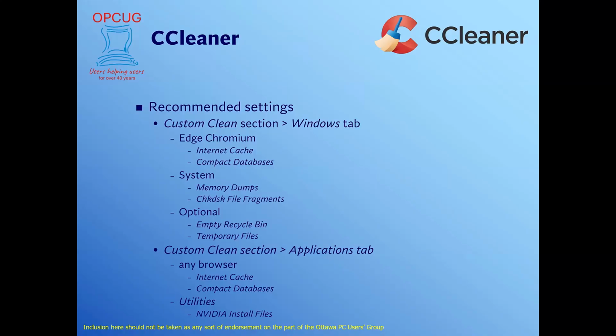On the system section, I have it get rid of memory dumps. I've yet to ever have a vendor ask me for a memory dump to help them analyze why a program is crashing. So they are just using up potentially many gigabytes of space on your hard drive. And checklist file fragments, they really exist only on FAT file systems, but you can always get rid of them if they are there. Optionally, you can have it empty your recycle bin and temporary files as well.